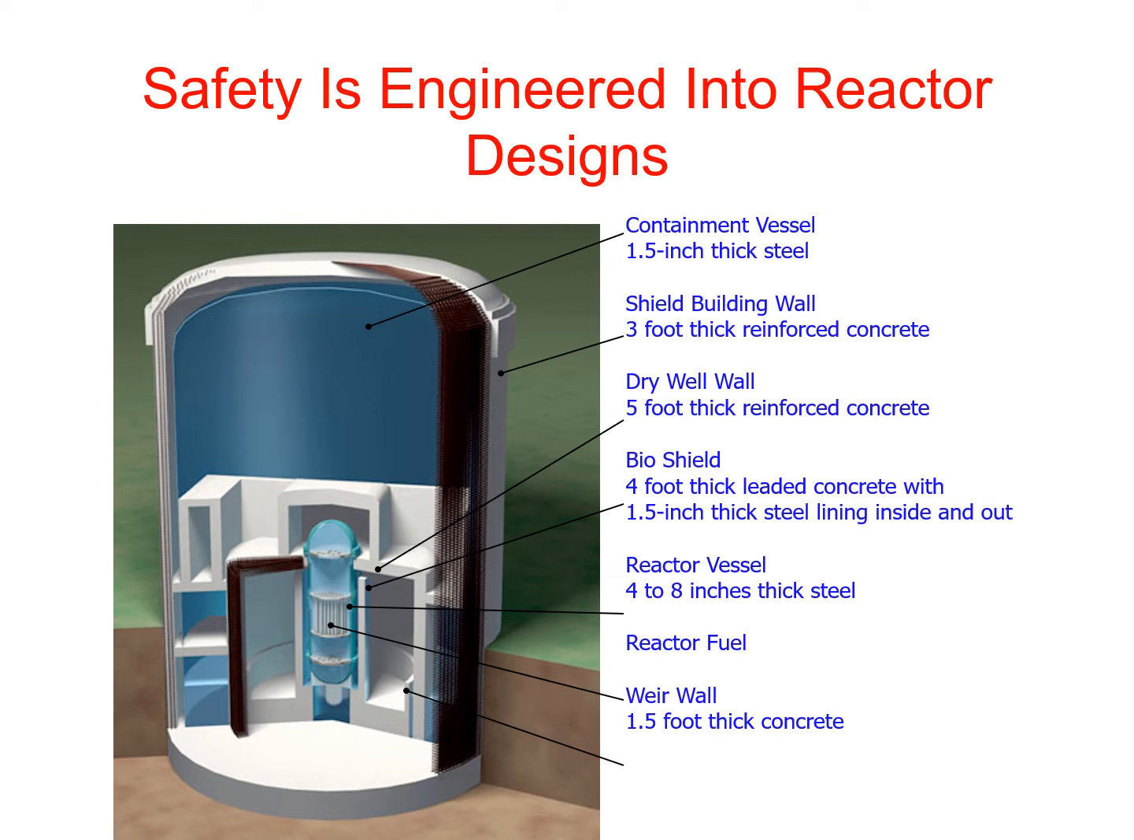1, 2, 3, 4, 5, 6 walls are there. Six concentric circles. Imagine six concentric circles over the fuel rod of different thicknesses. Crores of rupees they are spending for safety measures.